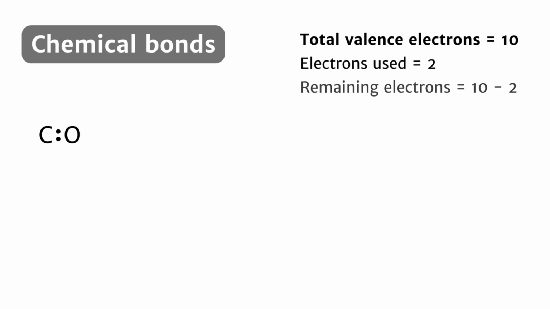2 electrons represent a single chemical bond. Therefore, we will position 2 electrons between the carbon and oxygen atoms to indicate a chemical bond between them. In this way, out of the total 10 valence electrons, 2 are used, leaving us with only 8 electrons.